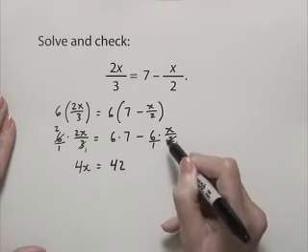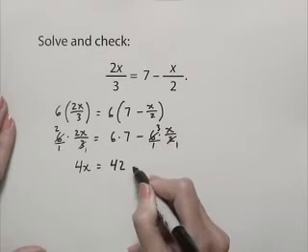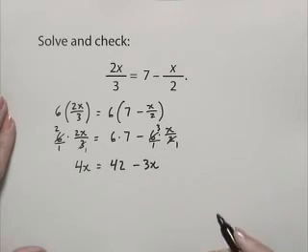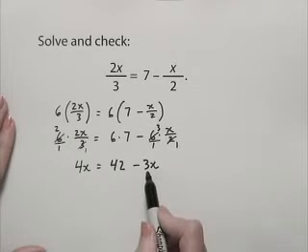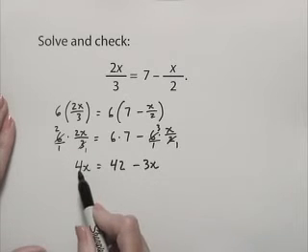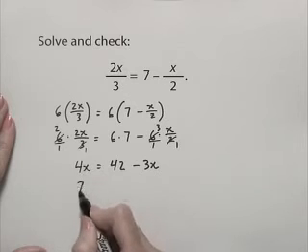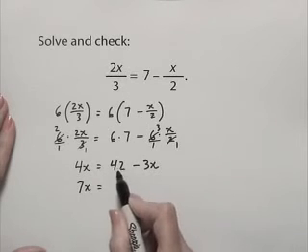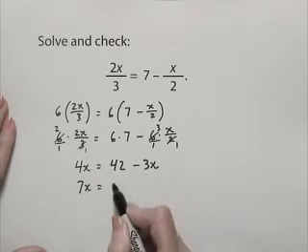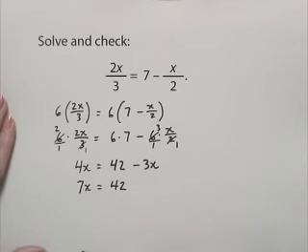2 divided by 2 is 1. 6 divided by 2 is 3. And end up with minus 3x. Now we want to combine our variable expressions. We can do that by adding 3x to both sides of the equation. 4x plus 3x gives us 7x. On the right-hand side, when we add 3x, we're left with the value of 42.